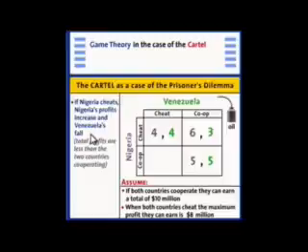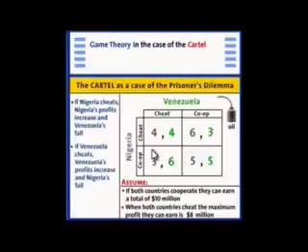Now we have a matrix that represents the relations here between Nigeria and Venezuela in the market for oil. We have a game here. What's the outcome going to be? Will there be a Nash equilibrium? Well, let's look for the best responses.